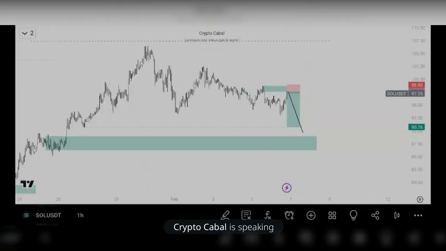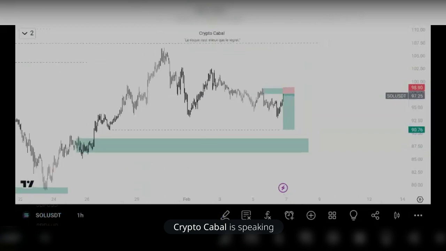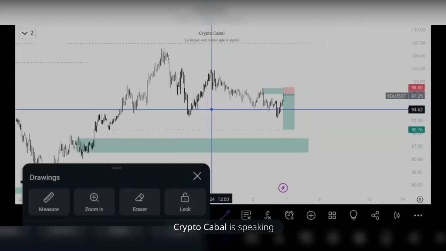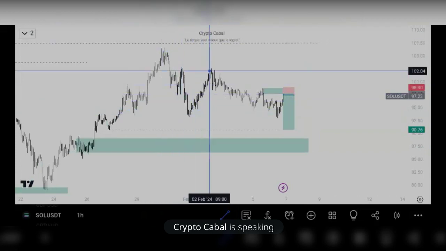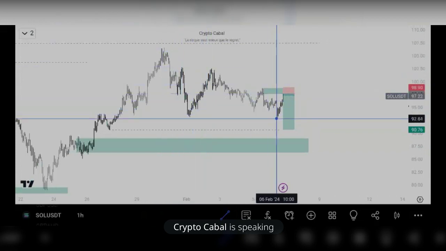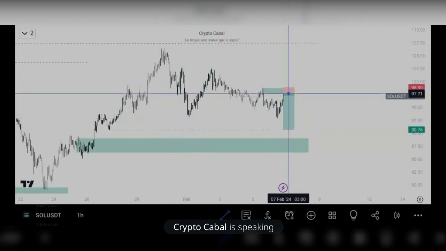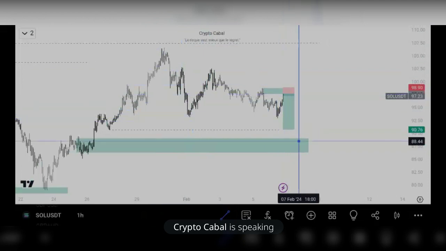Because if you view the price action currently on Solana, it is bearish, because this is a lower high, lower low, lower high, and this is another low. So we expect price to create a lower high, and we come to the downside.